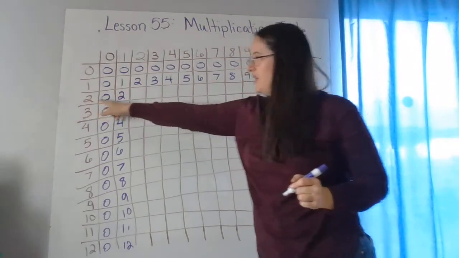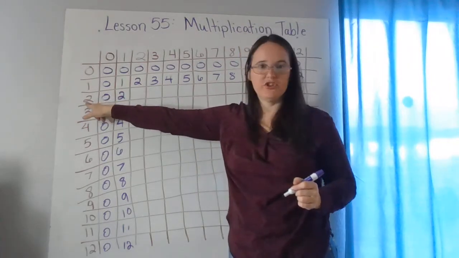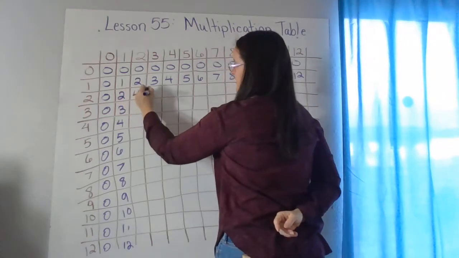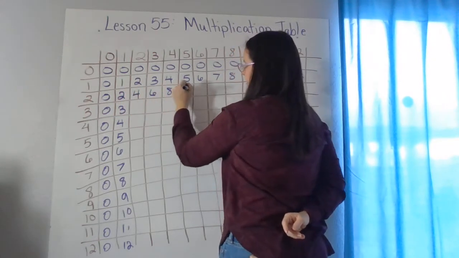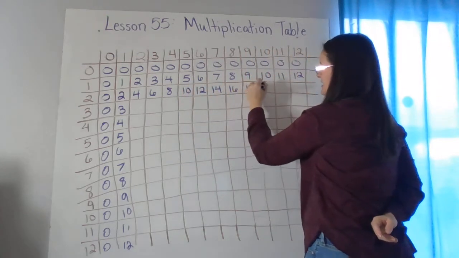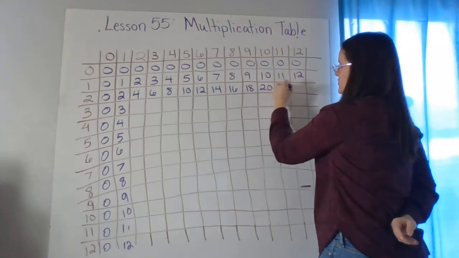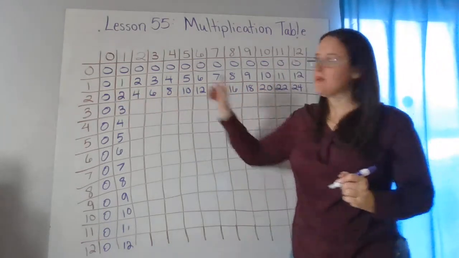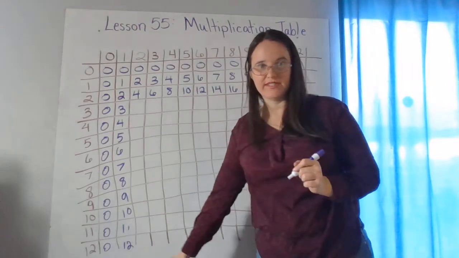In my next row, now I'm counting by twos. So 0, 2, 4, 6, 8, 10, 12, 14, 16, 18, 20, 22, 24. And I counted by twos this way. Now I have to count by twos down the column.